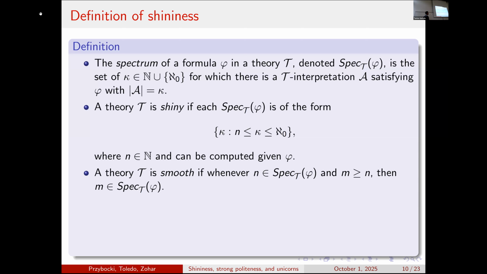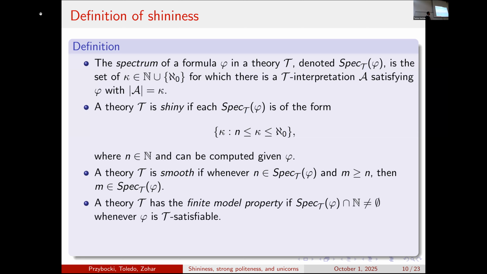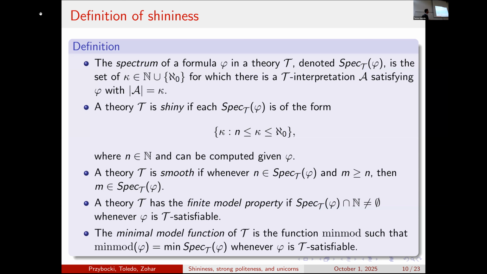So one thing you'll see is that we require that the theory be smooth, and this means that for any cardinality n in the spectrum, every larger cardinality is also in the spectrum. So if we have a model satisfying a formula, we can always grow the model to any desired larger cardinality. We'll say that the theory has the finite model property if every satisfiable formula is satisfied by some finite interpretation. In other words, the spectrum contains a finite natural number.